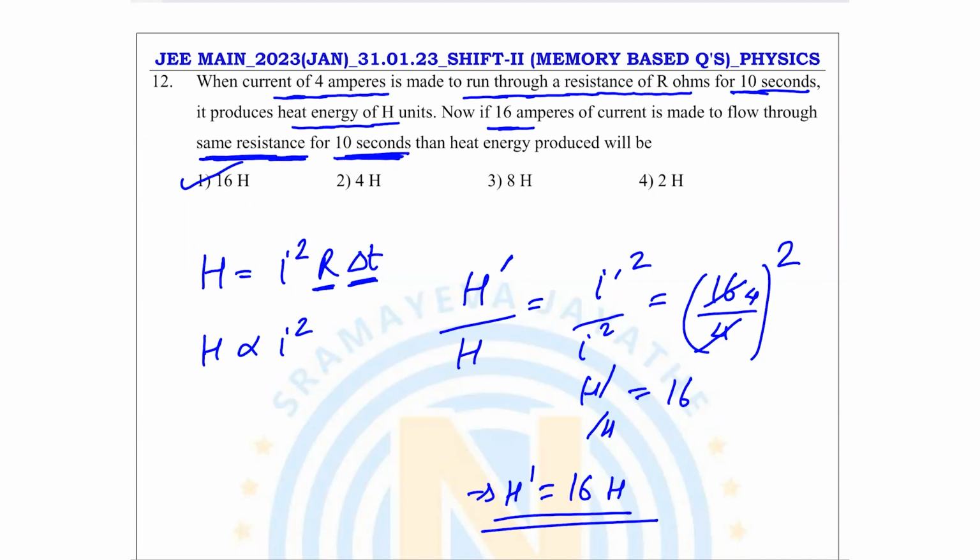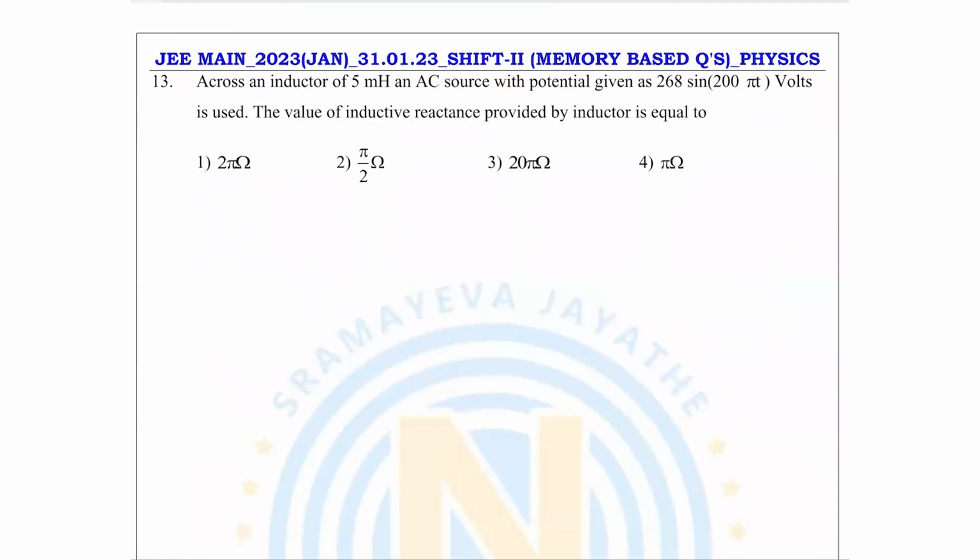Papers of physics are quite easy. It is more based on calculation, simple calculation. So those of you who are having good accuracy and the patience to read the question carefully, they are going to get very good marks in this. So just be careful in solving. Let's go to the next question.